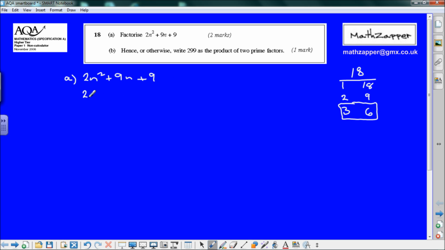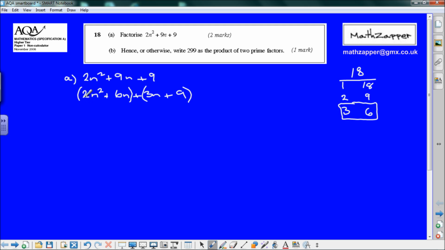So I'm now going to rewrite the expression as 2n squared plus 6n, and putting that first, we'll see why in a moment, plus 3n plus 9. Now you'll notice that the 6n plus 3n is the same as 9n. They add up together to make 9n, so this is in no way different to this. However, I'm now going to bracket off, and you'll see that I can now factorise each pair of brackets.